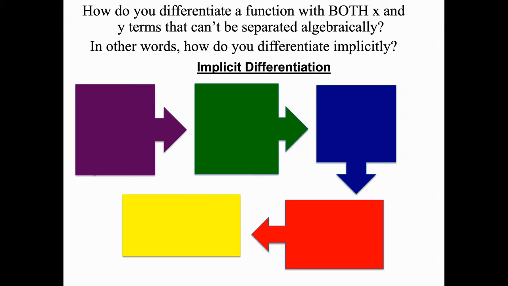So hopefully you have this flow map in your notes. If not, you may want to take a moment and write it down. So essentially, how can you differentiate a function where you have both your x and y terms that can't be separated algebraically? So in other words, how do you differentiate implicitly?